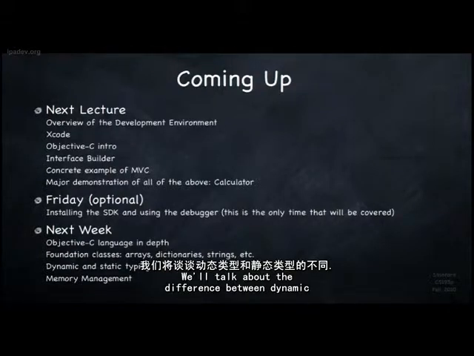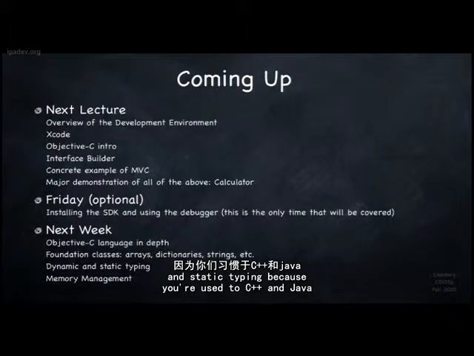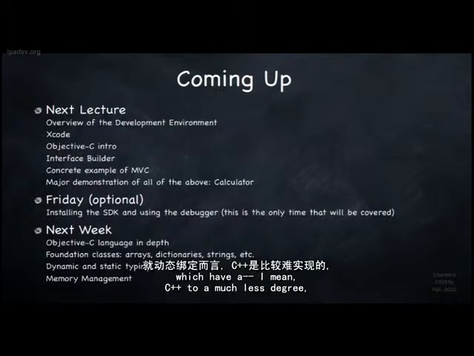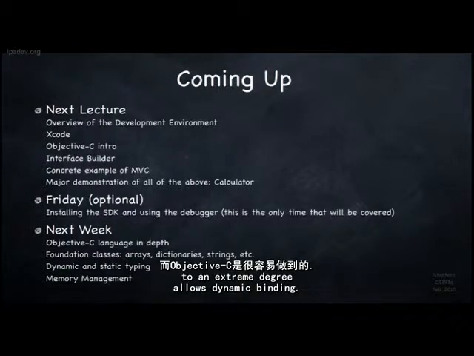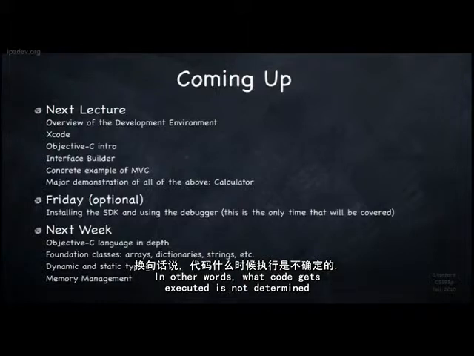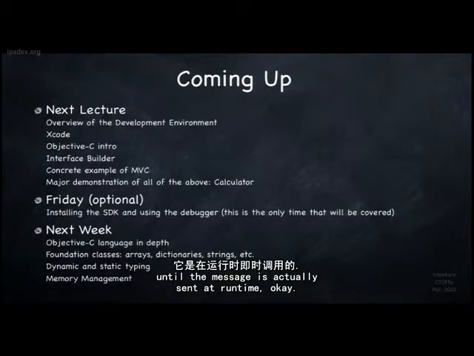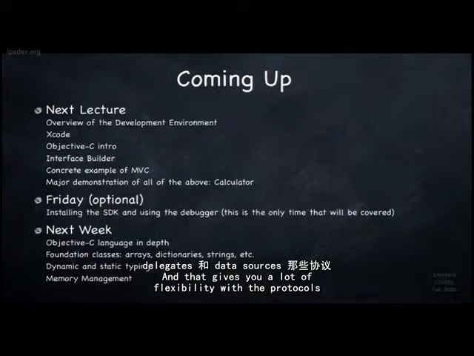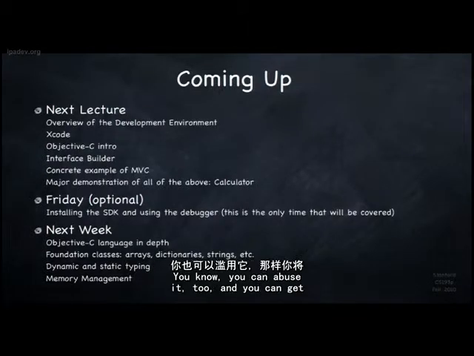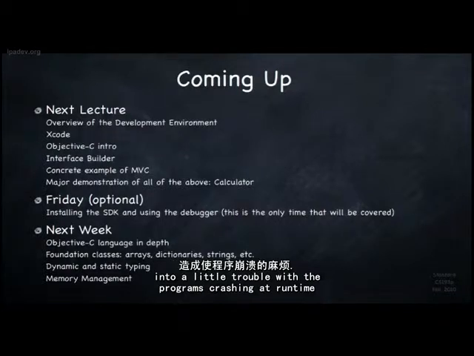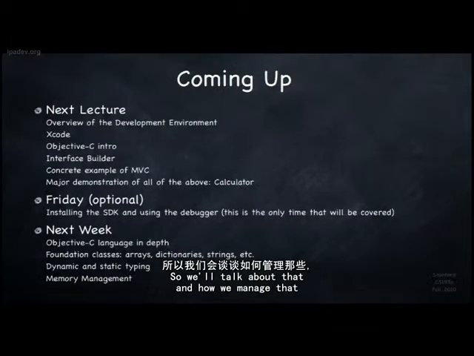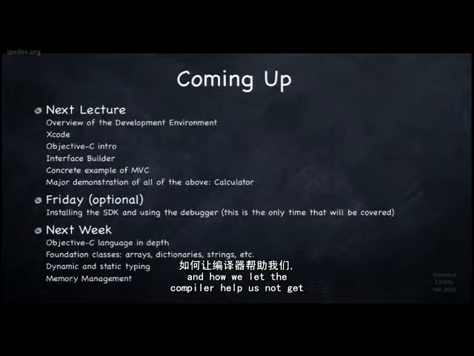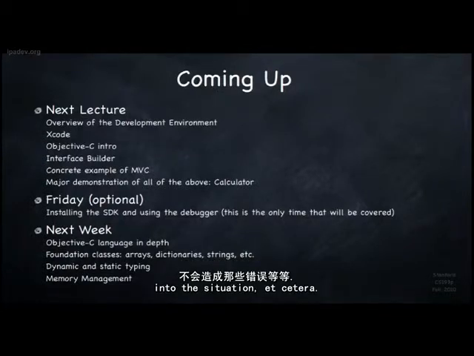We'll talk about the difference between dynamic and static typing, because you're used to C++ and Java, which allow dynamic binding to a much lesser degree, Java a little more, but Objective-C to an extreme degree. In other words, what code gets executed is not determined until the message is actually sent at runtime. That gives you a lot of flexibility with protocols like delegates and data sources. You can abuse it too, and get into trouble with programs crashing at runtime because you send a message to an object that doesn't understand that message. So we'll talk about how we manage that and how we let the compiler help us not get into that situation. And then the very big topic of memory management.